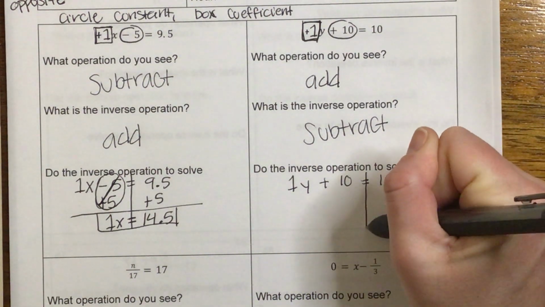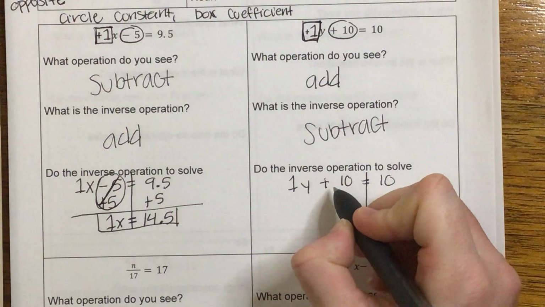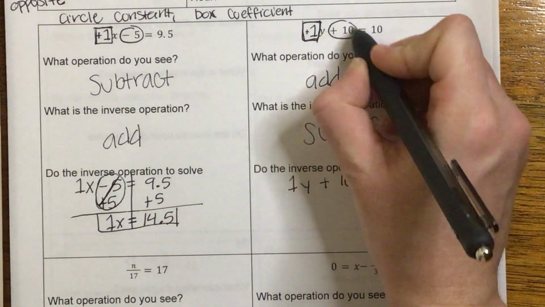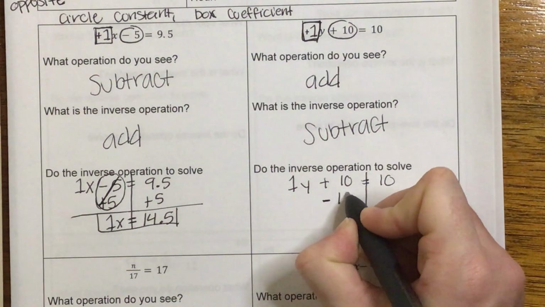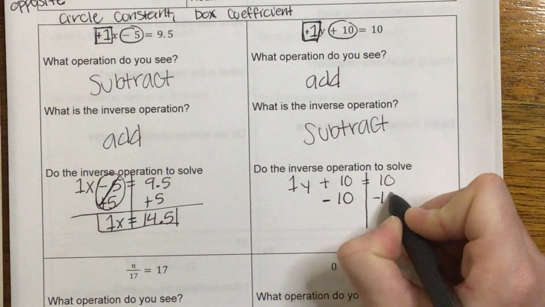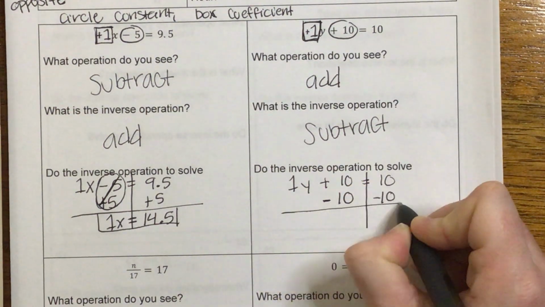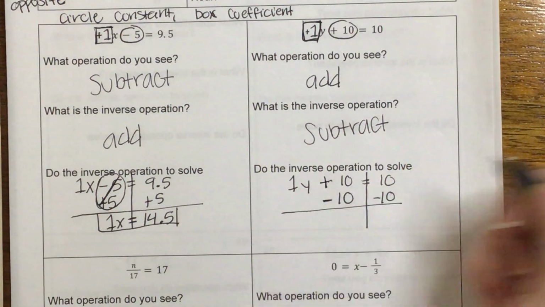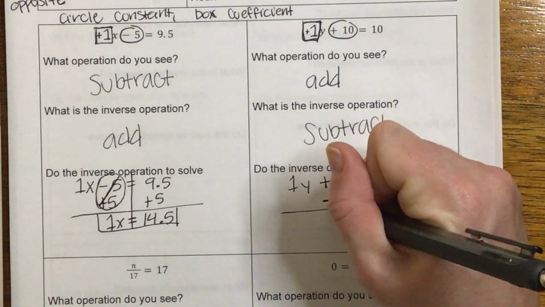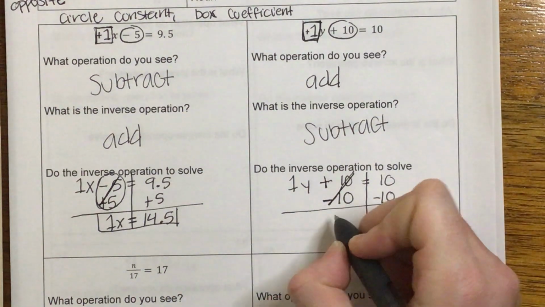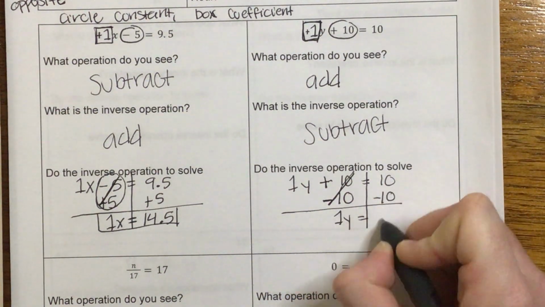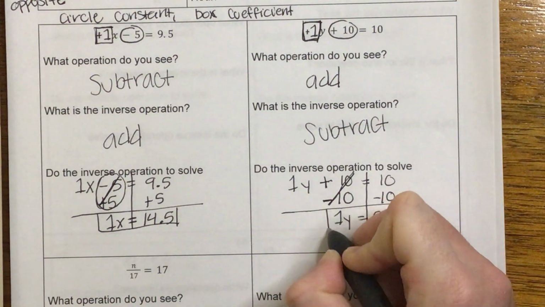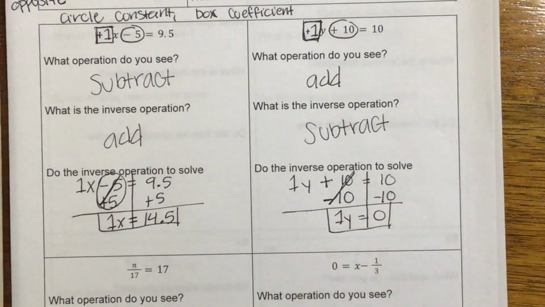Draw a line through the equal sign. Whatever I was adding, I'm now going to subtract. So to undo that, I'm going to subtract 10. Adding and subtracting are opposites. They cancel each other out. I have 1y equals 10 minus 10, which is 0. And I got y by itself, so I'm done there.